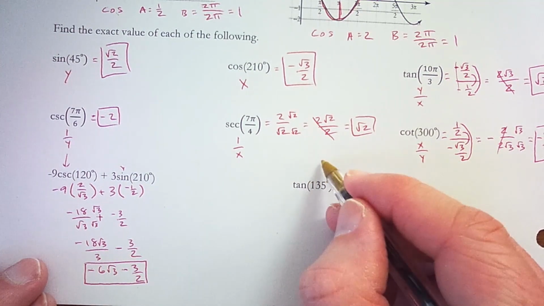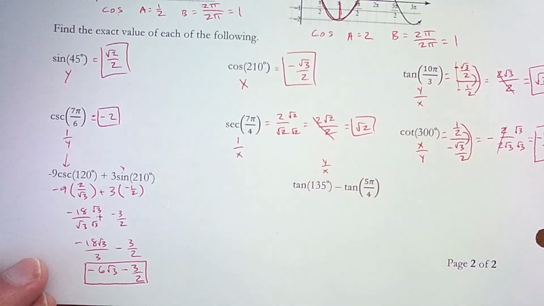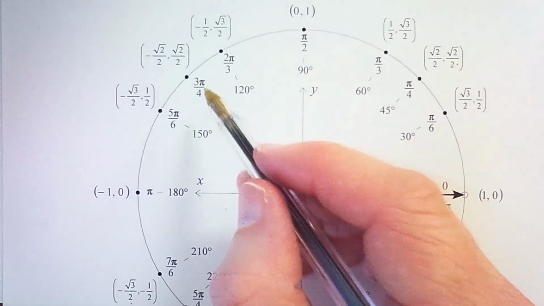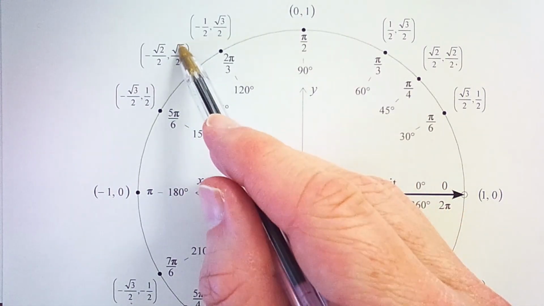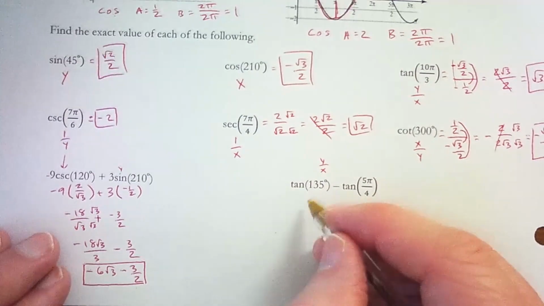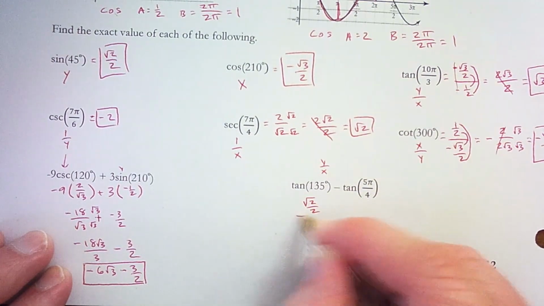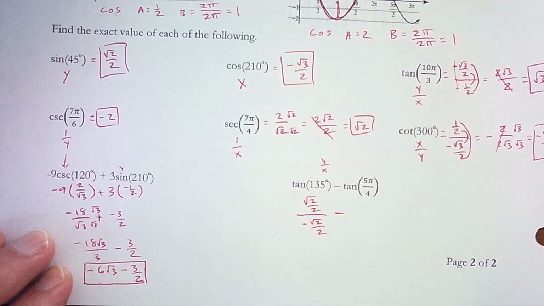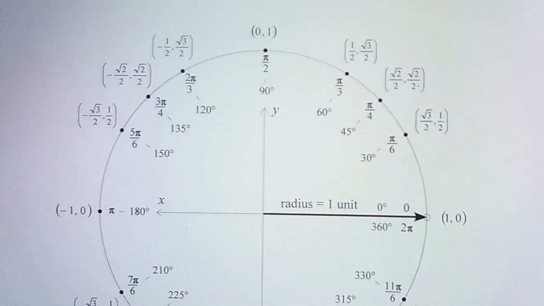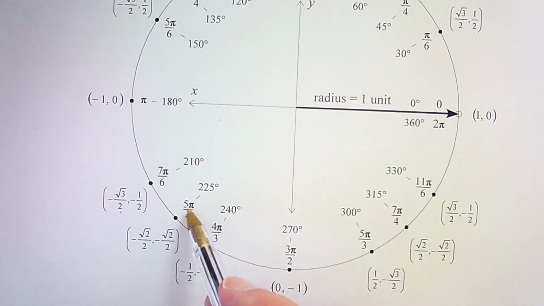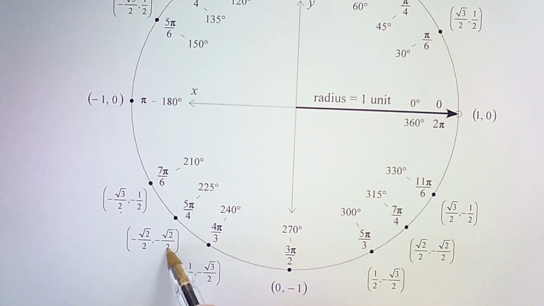Then we have two tangents, and tangent is y over x. So tangent at 135, y over x would be root 2 over 2 over negative root 2 over 2. Minus tangent at 5 pi over 4. So at 5 pi over 4, y over x is negative root 2 over 2 over negative root 2 over 2.